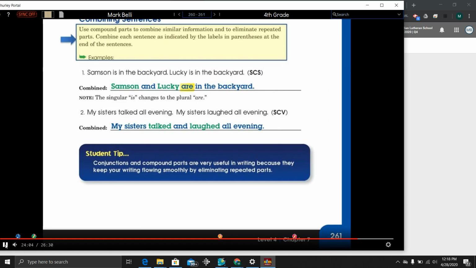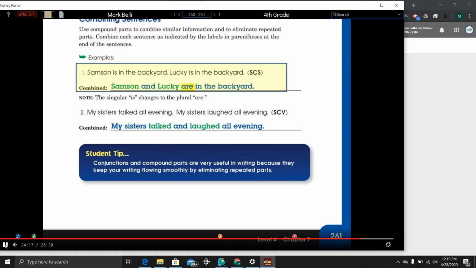Combining sentences. Use compound parts to combine similar information and to eliminate repeated parts. Combine each sentence as indicated by the labels in parentheses at the end of the sentences. Take a look at example 1. Samson is in the backyard. Lucky is in the backyard.